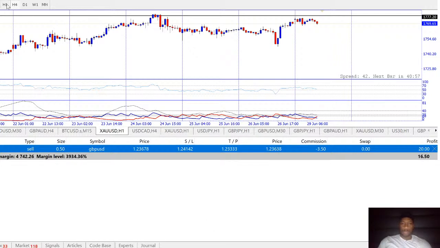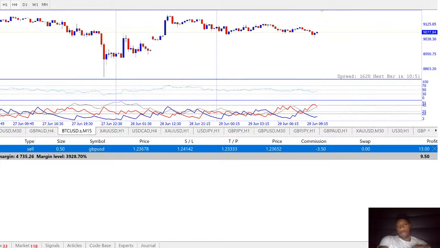So I'm trying to look at gold real quick. Let me look at Bitcoin real quick. Bitcoin versus the USD dollar. The thing about Bitcoin, it be moving randomly. So sometimes you just got to monitor the chart time on time because the way it moves could be unpredictable.